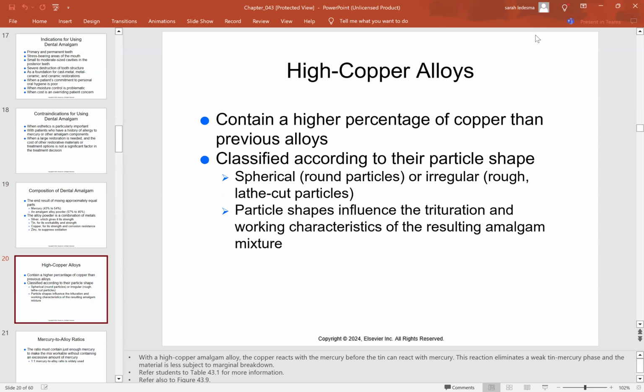High copper alloys contain a higher percentage of copper than previous alloys. These are classified according to their particle shape. So we have spherical or round particles and then irregular, rough, lathe cut particles. So this is talking about the shape of the metals in the amalgam. With our spherical, they do allow us to polish the amalgam a little bit more of a sheen, and then the irregular allow for the strength.